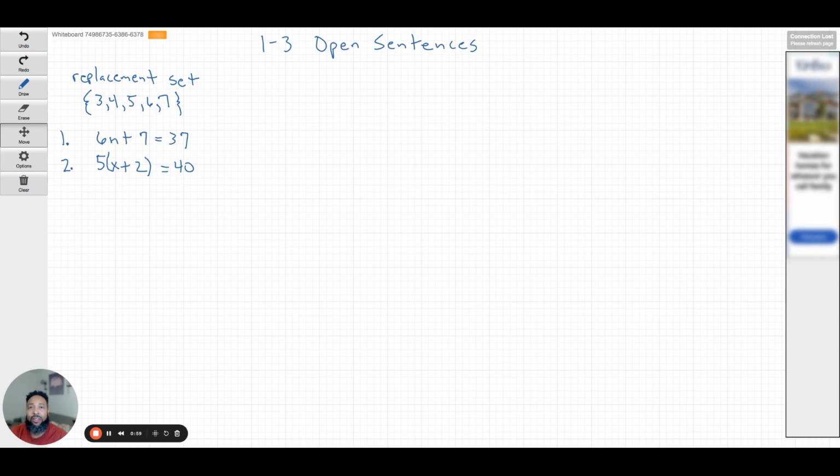So when we look at this replacement set right here, those are the numbers that we're going to put into this equation and find out what the solution is. Whatever that solution answer is, that's going to be the solution set.